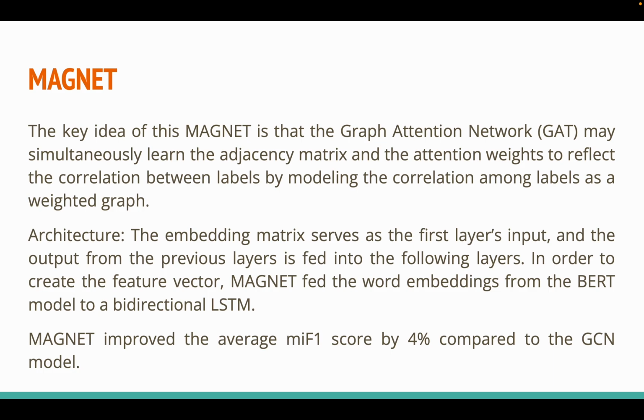So, what is the architecture? The architecture is the embedding matrix that serves as the first layer's input, and the output from previous layers is fed into the following layers. This improved the average MIF1 score by 4% compared to the GCN models.